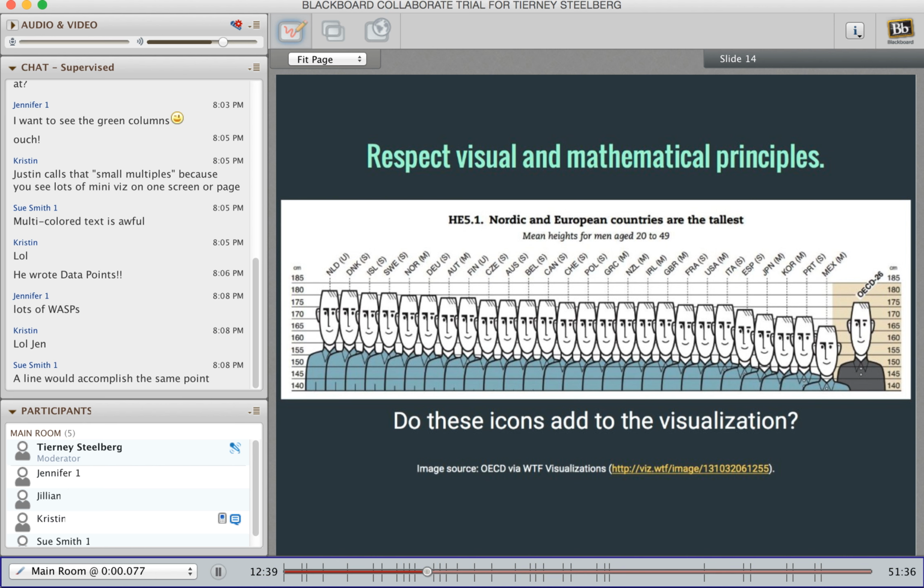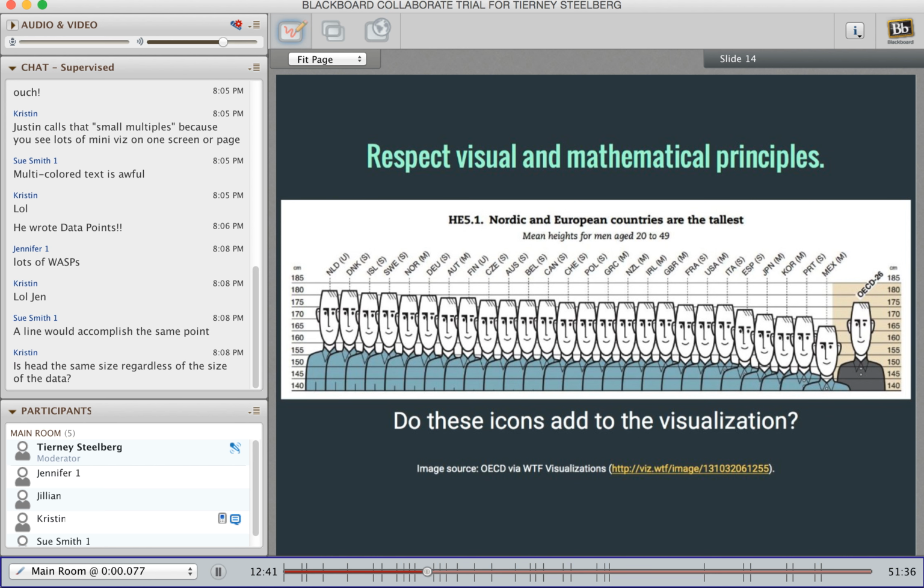It's telling, I think, that the first thing that Jennifer noticed was that it was lots of wasps, because that means we're seeing the picture rather than the data that's being presented. Kristen says, is the head the same size regardless of the size of the data? Hard to tell. I think it looks like the head is being stretched slightly. It's the same width, but the heads at the end seem taller than the ones on the right. So the heads are longer, I guess.